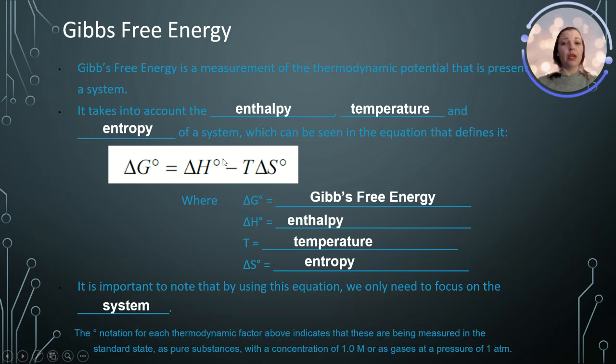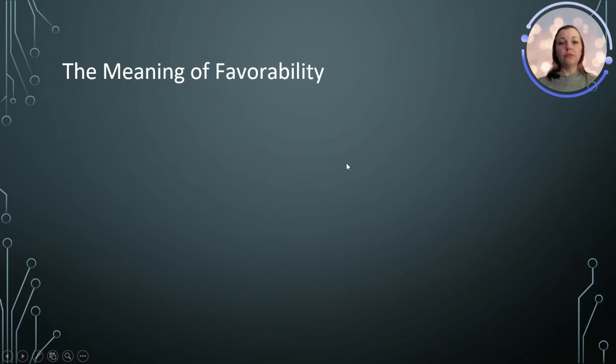And as a notation, the standard symbol here, that little degree sign we are often used to seeing as a degree sign, in this case means standard. It indicates that these are being measured in the standard state as pure substances with a concentration of 1 molar or as gases at a pressure of 1 atm. And they're measured at 25 degrees Celsius, but obviously you would not necessarily have to keep them at 25 degrees Celsius to use them in this equation.